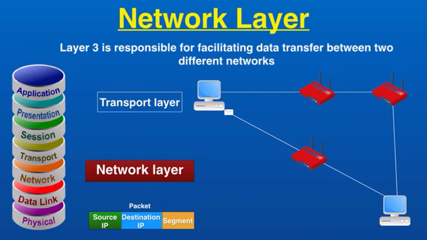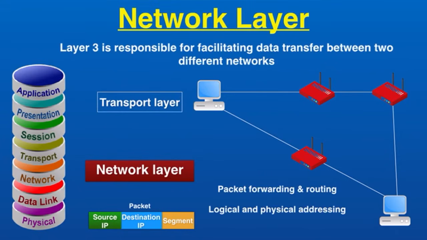Network layer also finds the best physical path for data to reach its destination. In its most basic sense, this layer is responsible for packet forwarding and routing through different routers. Network layer uses logical and physical addresses to route packets to the destination. Protocols used in this layer are IP, IPsec, ARP, MPLS, etc.